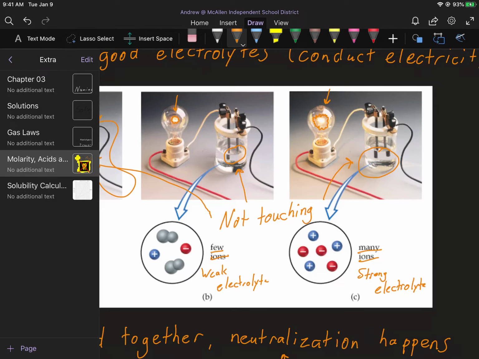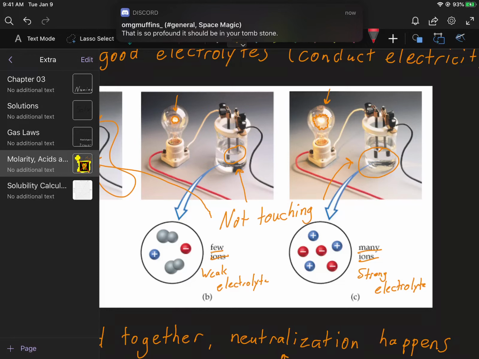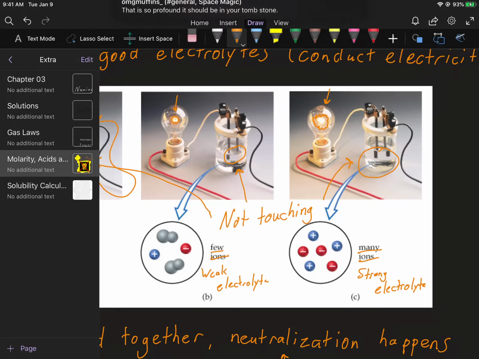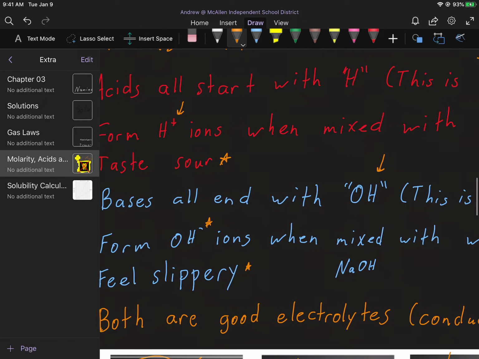So electrolytes conduct electricity. Acids and bases are good electrolytes. They are good electrolytes because of these hydroxide ions and hydrogen ions that they form.